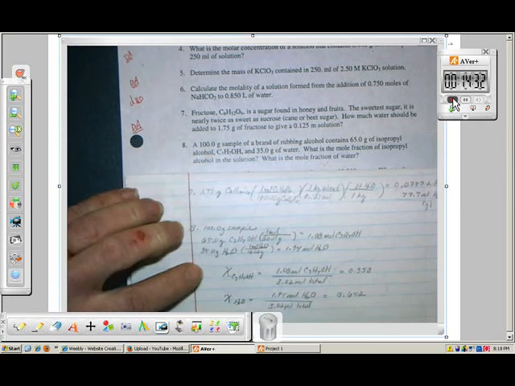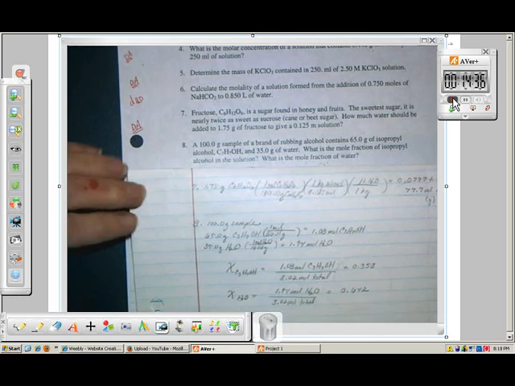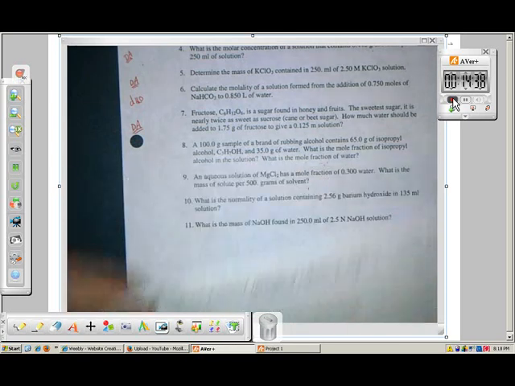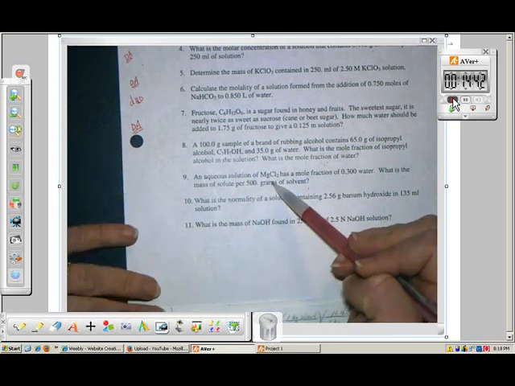I'm going to stop this video here and then come back to do the last 3, these dealing with normality, and this just being a little trickier with the math.